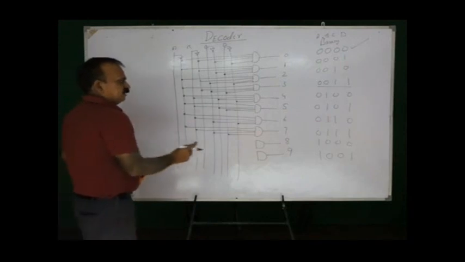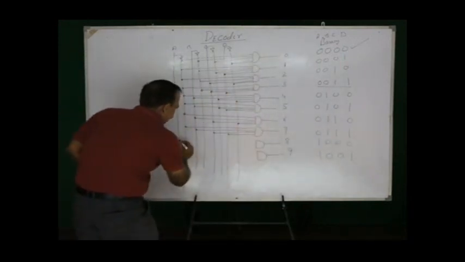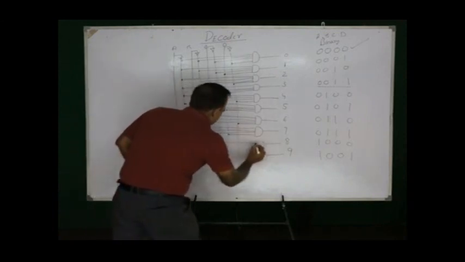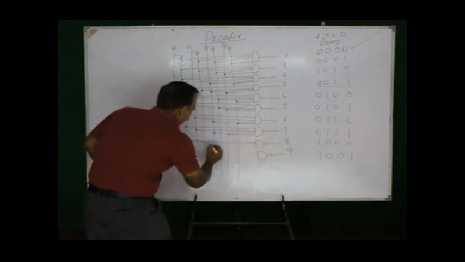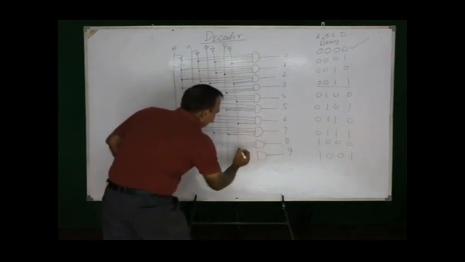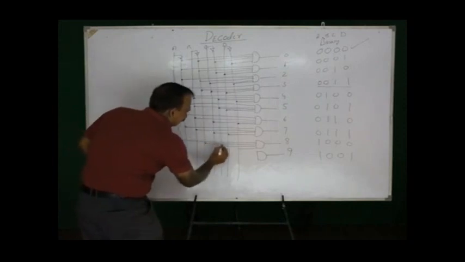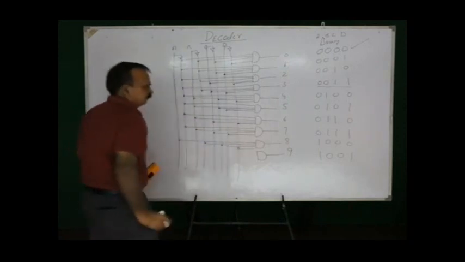8. This is A, B bar, C bar, D bar. A, B bar, C bar and D bar. So, A, B bar, C bar and D bar.